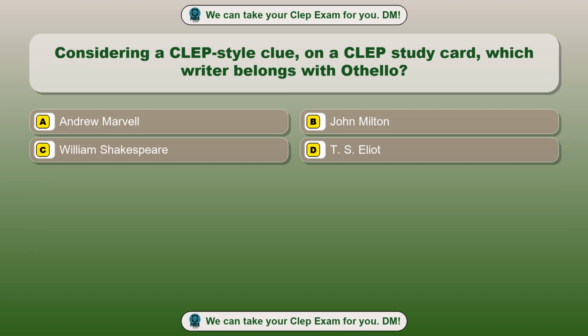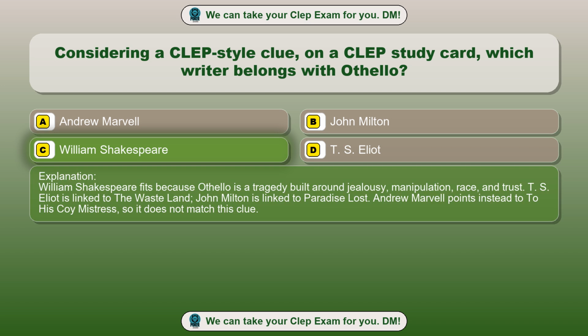Question 51. Considering a CLEP-style clue on a CLEP study card, which writer belongs with Othello? Option A. Andrew Marvell. Option B. John Milton. Option C. William Shakespeare. Option D. T.S. Eliot. The correct answer is option C. William Shakespeare. William Shakespeare fits because Othello is a tragedy built around jealousy, manipulation, race, and trust. T.S. Eliot is linked to The Waste Land. John Milton is linked to Paradise Lost. Andrew Marvell points instead to his coy mistress, so it does not match this clue.